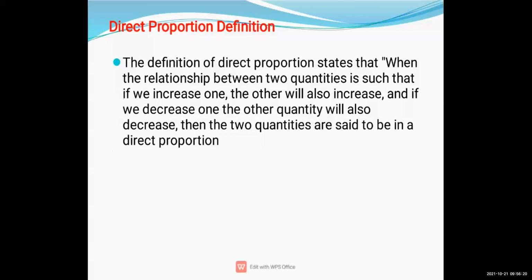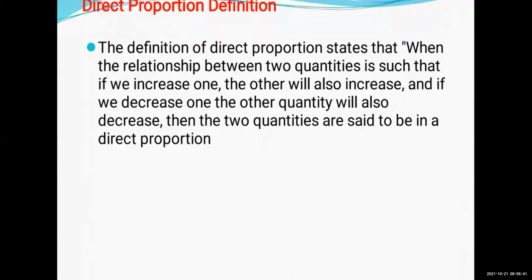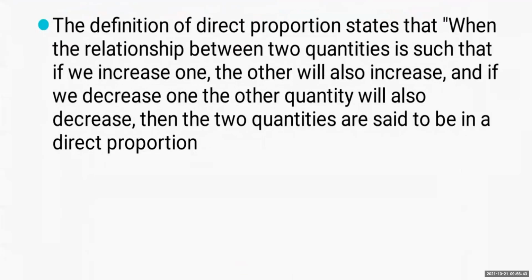When one quantity increases, the other quantity also increases. If one quantity decreases, then what happens to the other quantity? It decreases. So that is called direct proportion. We'll take an example also. Just wait a minute. Okay.